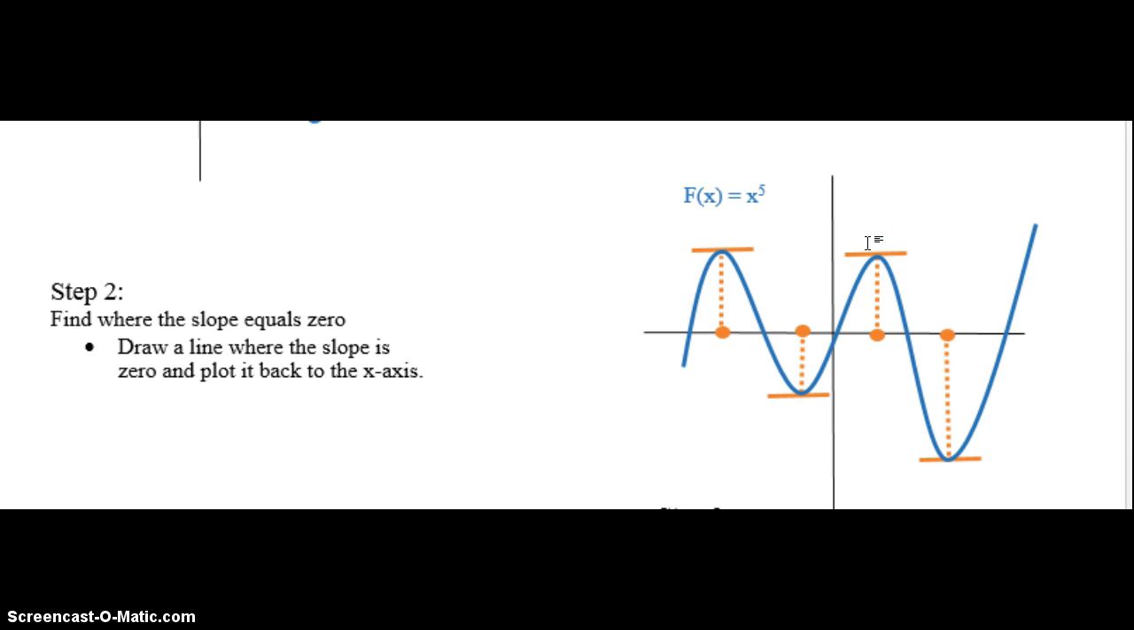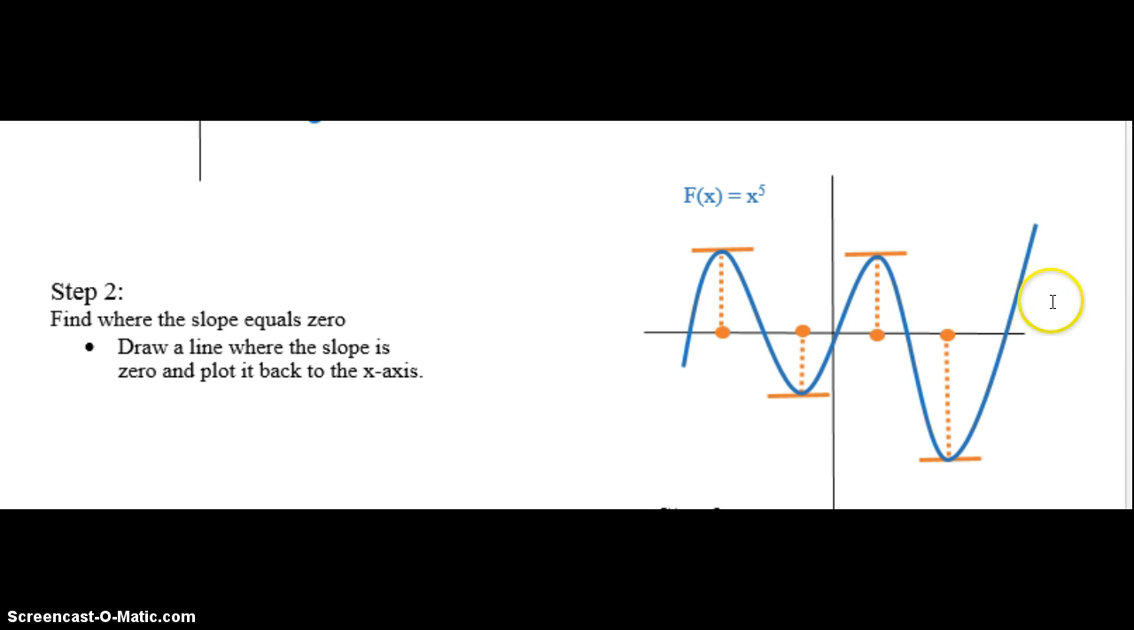Step 2 is you're going to find where the original equation has a slope of 0, or how many times it does that. And what I did on the right is I drew a line where the slope equals 0 each time, and I plotted it back to the x-axis. So I had a point here where the slope equals 0, and I just plotted it back down to the x-axis as I did with these other 3 points.